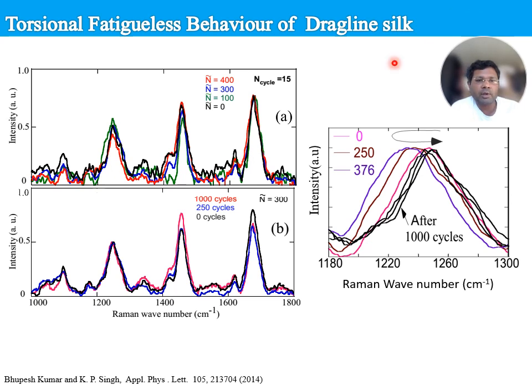Second, we fix the twist to 300 turns per centimeter and increase the number of twist cycles to 1000. As shown here, we can see the Raman spectrum, and all the prominent Raman peaks were preserved and their locations were identical to those of the fresh silk. Particularly the 1245 peak shown here clearly shows reversibility after 1000 cycles.